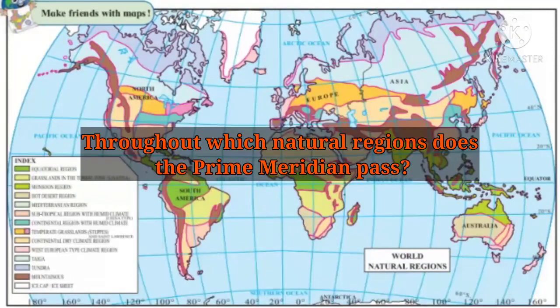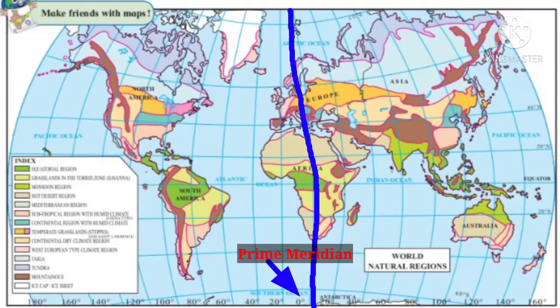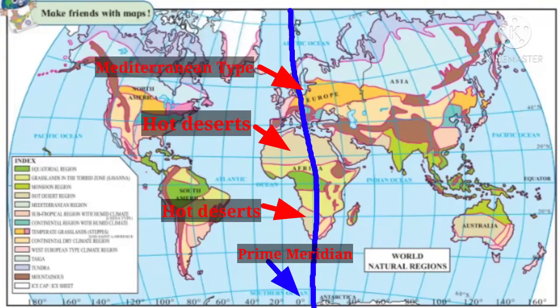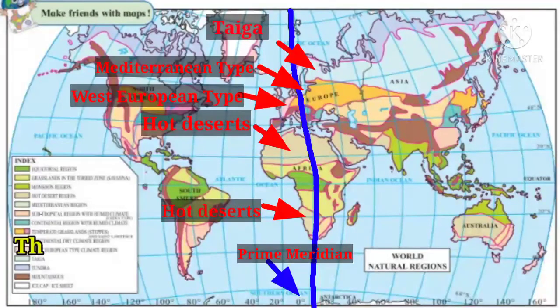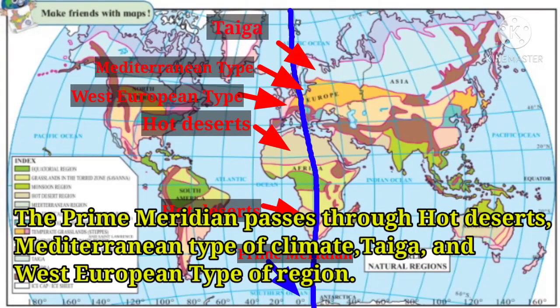Question number 7. Through which natural regions does the prime meridian pass? Now students, you can see in the map the 0° meridian. It is nothing but the prime meridian. Now this line passes through hot deserts, Mediterranean type of climate, taiga region, West European type region. This means that the prime meridian passes through hot deserts, Mediterranean type of climate, taiga, and West European type region.